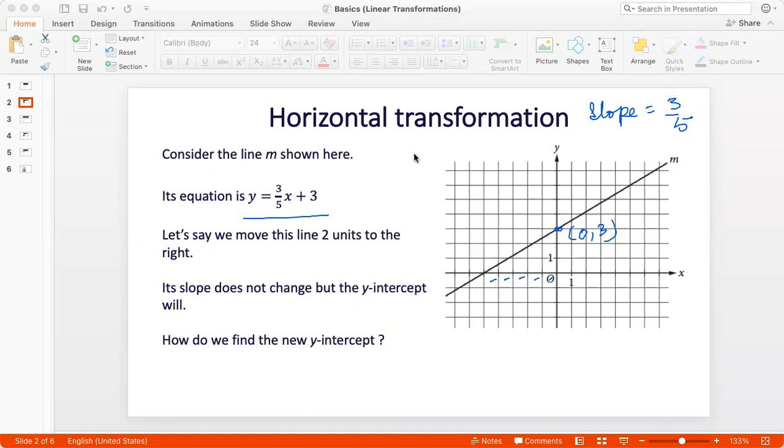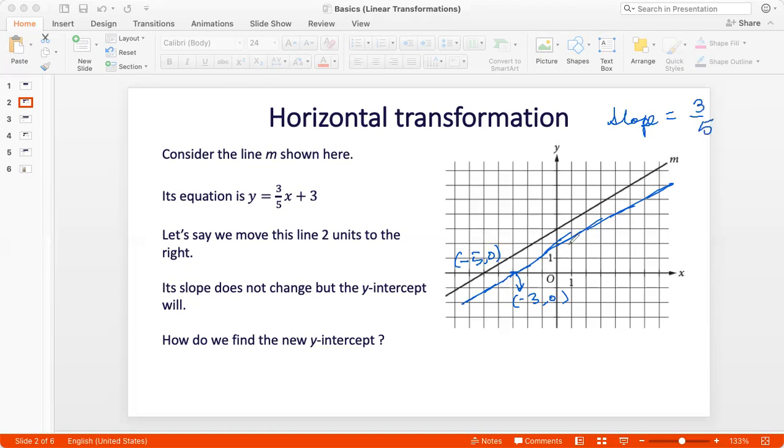Now let's say we move this line 2 units to the right. Meaning that this is how my new line would look, right? It was going through (-5, 0), and then I've shifted it so that it now goes through (-3, 0), right? So that's the shift that I'm making. So the new line is parallel to the original line. So the slope does not change, right? The slope remains 3 by 5.